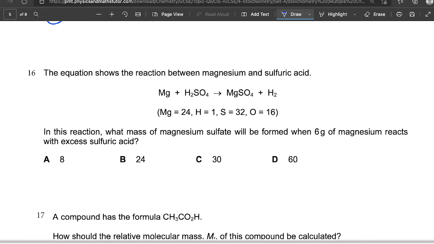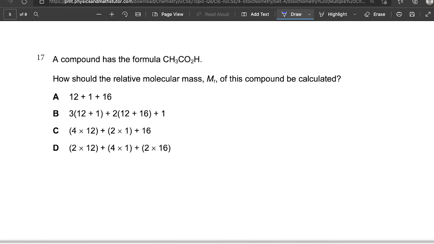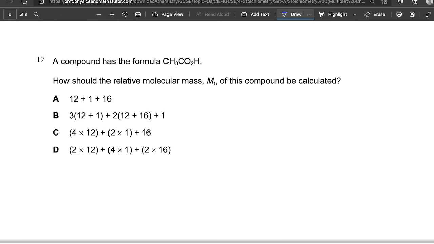Okay, but we'll see. The equation shows the reaction between magnesium and sulfuric acid. In this reaction, what is the mass of magnesium sulfate? Oh, okay, we have already done this question. The answer was, I believe, C. We've done this question, so we move on to the next question. So that was the first question.